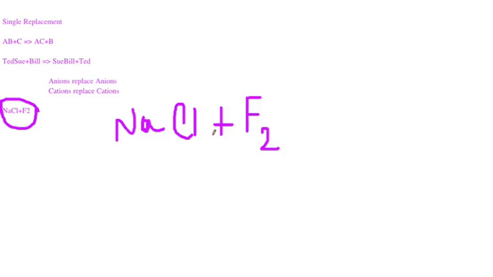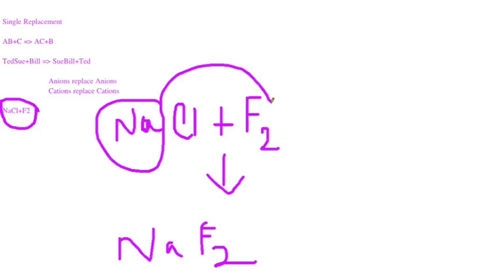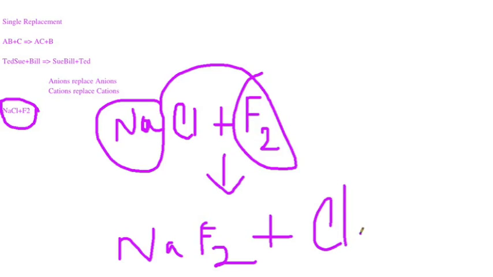Here's what happens. Na joins with F2, or F simply. It's like, oh my gosh, I like you. And then poor chlorine is left alone with a 2. A little mistake here, I was too eager to get to the chlorine's side. So this is how it would look. These two bond.